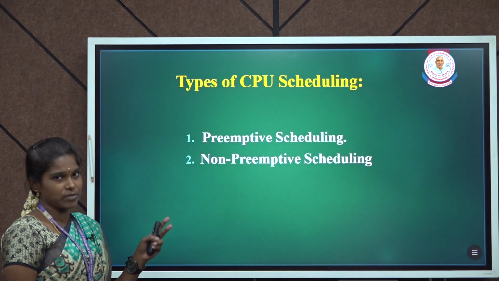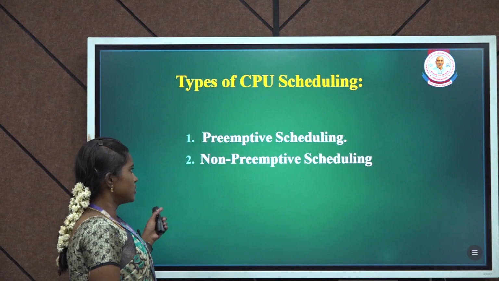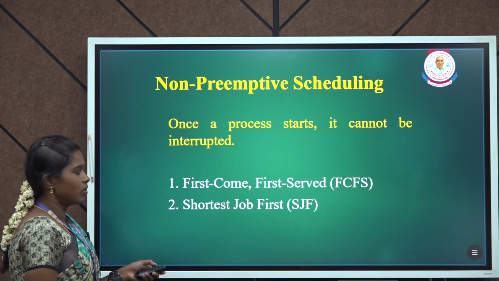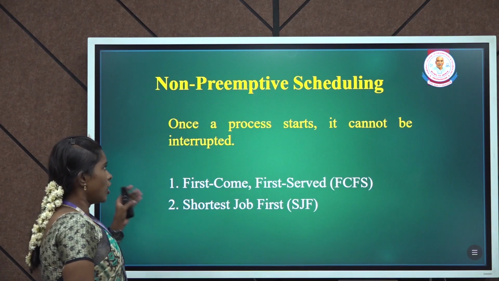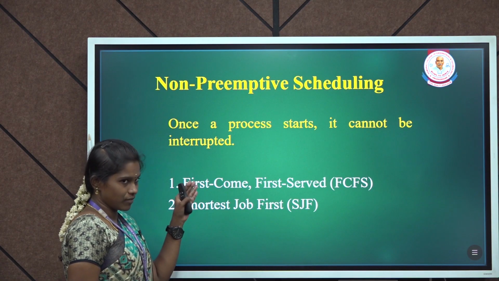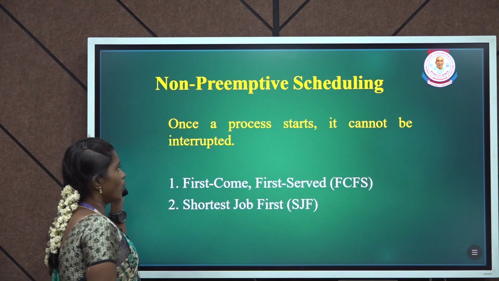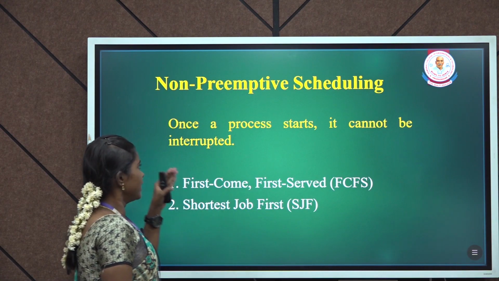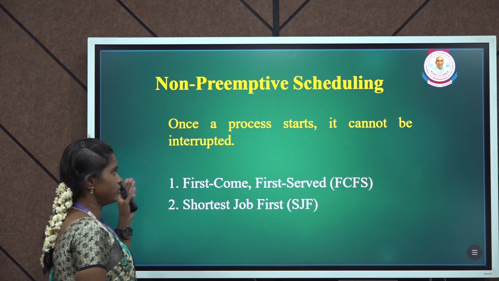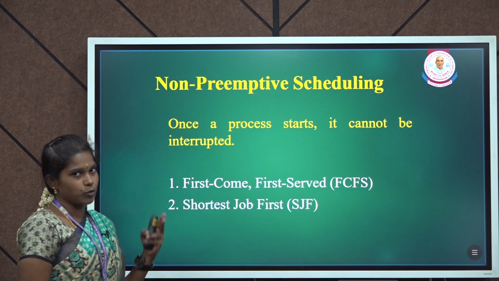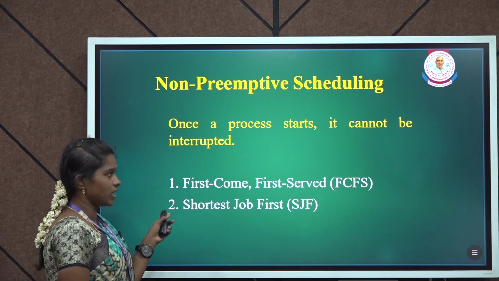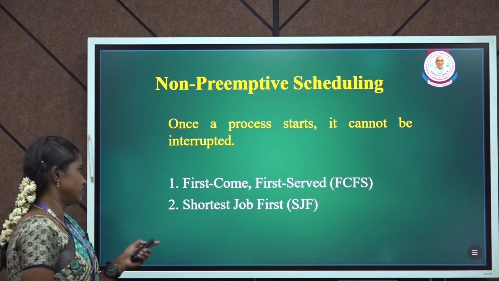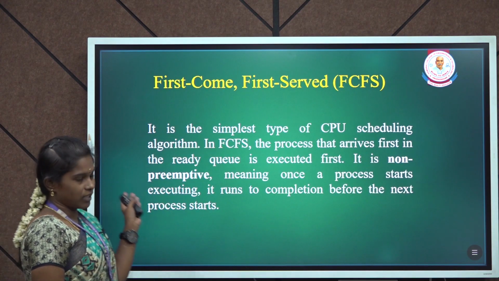There are two types of CPU scheduling. First one is preemptive scheduling and the other one is non-preemptive scheduling. What is non-preemptive scheduling? Non-preemptive scheduling is when one process starts, then it cannot be interrupted by another process. In this case, there are two types: first come first served, and shortest job first.